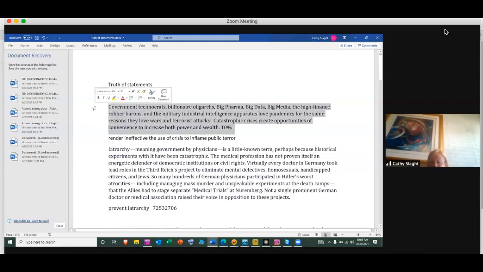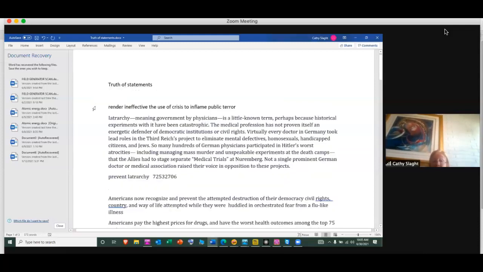Take that out now. And then also this public care. Some of this stuff I wrote down because if I play with it over time, I find a code. It seems like the healing people look at these, and if they feel like making a code for something, they do: render ineffective the use of crisis to inflame public terror. We know what happens to our voltage and our aura when we're in fear.